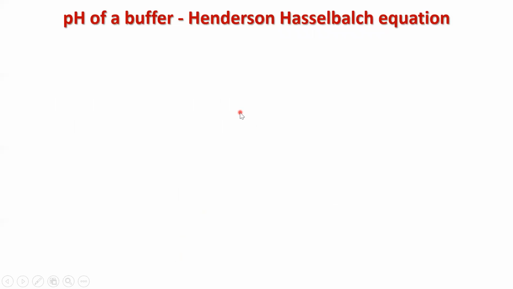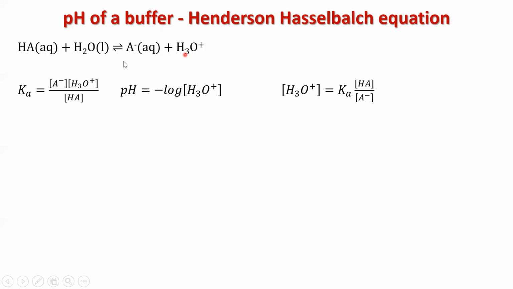Now, there's another way that we can calculate the pH of a buffer solution, and it's by using what's called the Henderson-Hasselbalch equation. So let's say we have this generic acid, HA, reacting with water. The acid's going to donate its proton to the water, so we're going to produce A minus and hydronium ions. We know that the Ka expression is the products over the reactants. And we know that pH can be calculated by taking the negative log of the hydronium ion concentration.